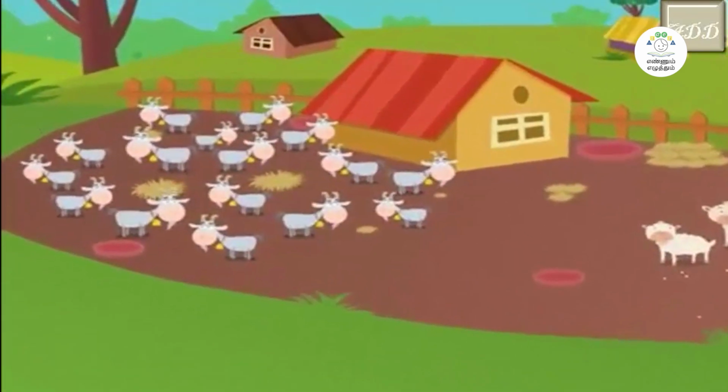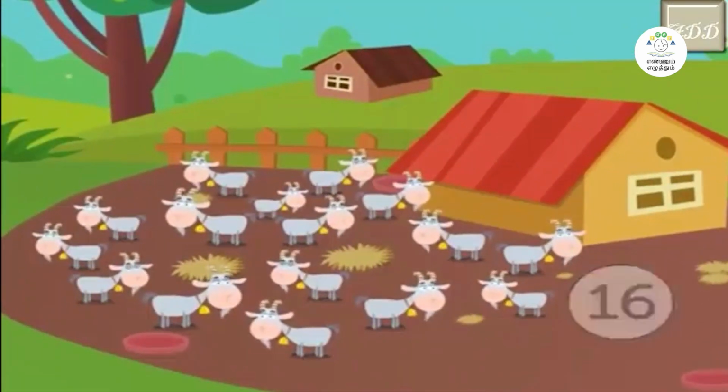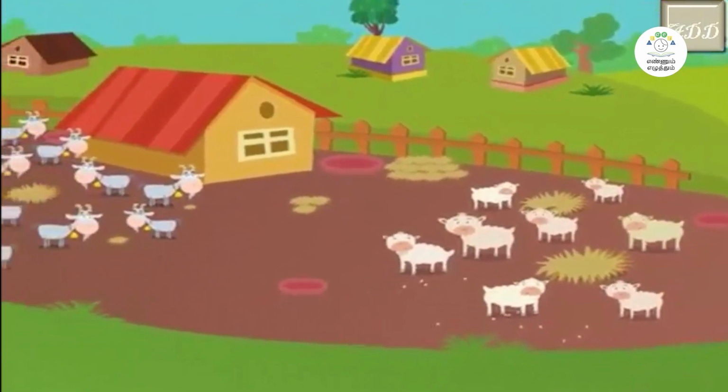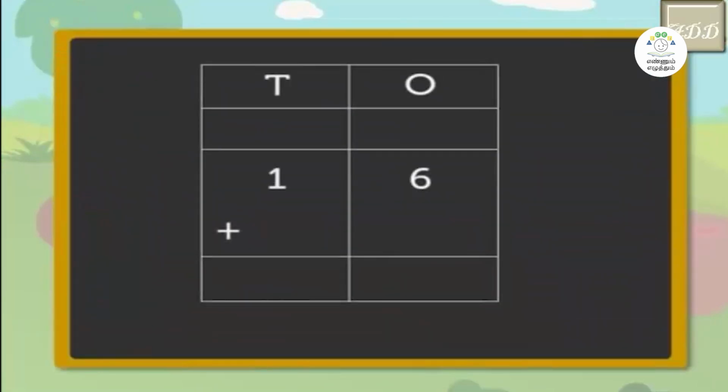Look at the herd of animals. There are 16 goats and 8 sheep in it. Now, let's see how many animals are there in all. Here we have to add 16 and 8 to find out the total number of animals.